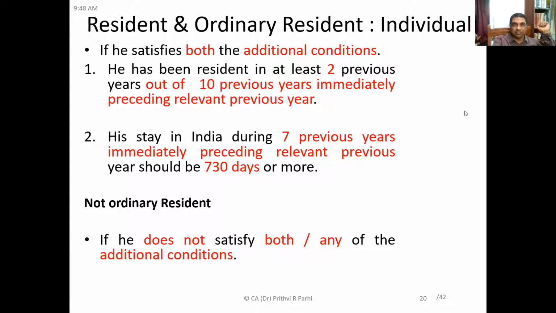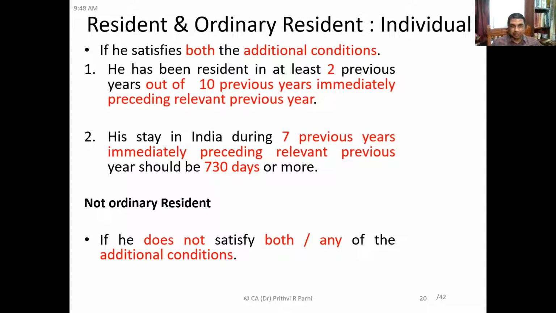Resident and ordinary resident for individuals we are talking about. Now, if you see, can you read it? If he satisfies both the additional conditions. What is the condition number 1? He has been resident in at least 2 previous years out of 10 previous years immediately preceding the relevant previous year. So, you find out what is the relevant previous year, and you have to see 10 previous years immediately preceding the relevant previous year, and you have to see whether he is resident in at least 2 years. That is condition number 1.